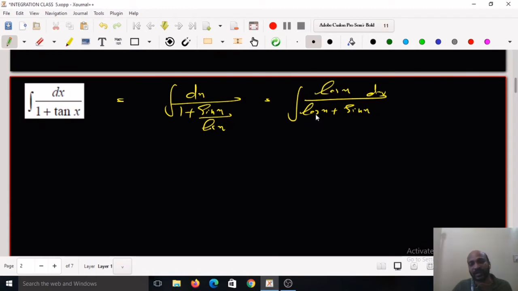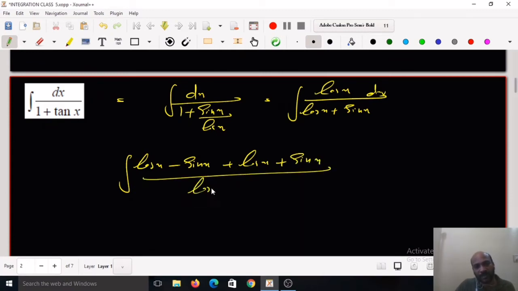Now what is the derivative of cos x? That is minus sin x. The derivative of sin x is plus cos x. So we will make f dash x in the numerator, where f of x is cos x plus sin x. This is the method. Cos x minus sin x, then cos x plus sin x, whole divided by cos x plus sin x. In the numerator, minus sin x and plus sin x get cancelled. Cos x plus cos x is 2 cos x, but here it is 1 cos x. So 2 you have to convert into 1, so multiply with 1 by 2.